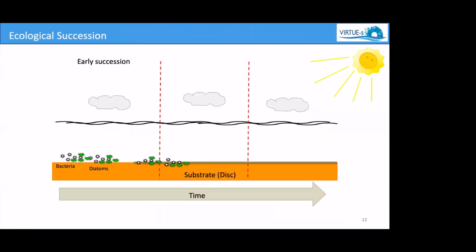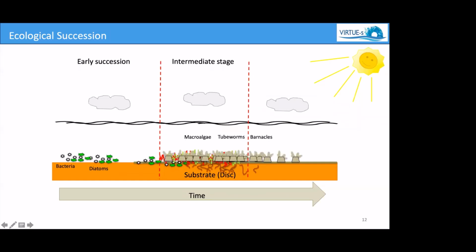Again, we have here the intermediate stage, which will be the macroalgae, some tube worms, and some barnacles. And the later part will become the climax community, at least here in Kiel in Germany, or in the Baltic. Our climax community is usually composed of mussels.